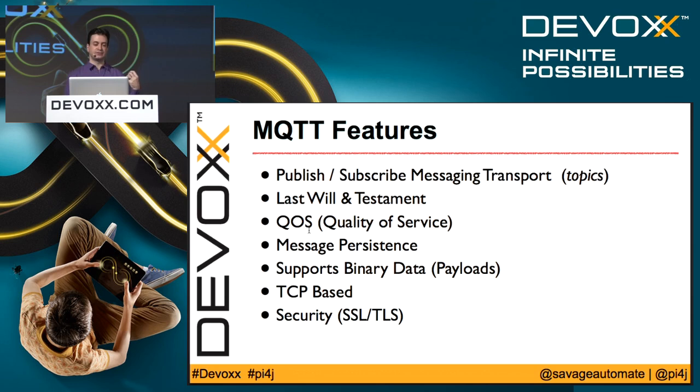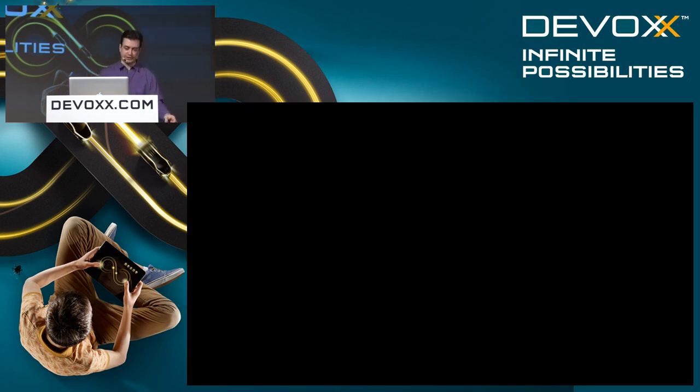And finally, MQTT supports binary data inside of its payload, so I can put anything in there I want. In our demo, I'm just packaging some JSON in there, but I can imagine other scenarios where I may have a more complex piece of data, maybe an image or something that I want to share around. So it supports binary payloads. It is TCP-based, and we can protect that layer with SSL and TLS implementations.